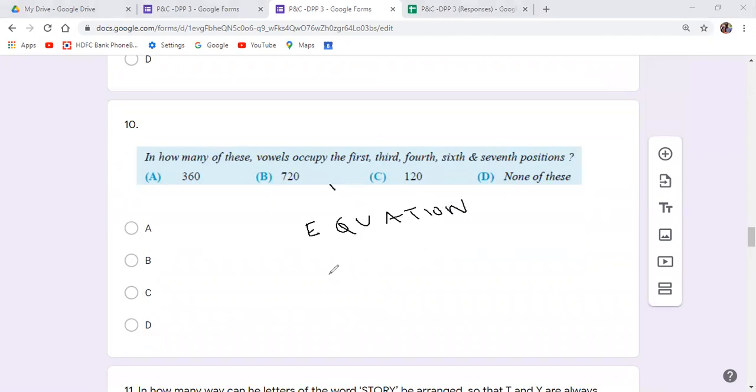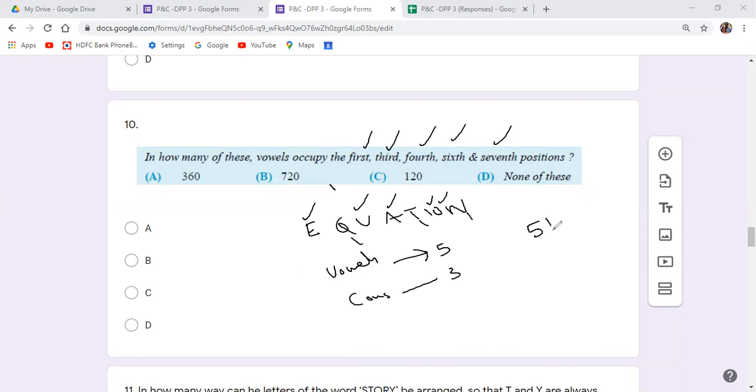How many vowels are there? 1, 2, 3, 4, 5. Five. And how many consonants are there? 1, 2, 3. The vowels should occupy how many positions? 1, 2, 3, 4, 5. So they can be arranged in 5 factorial ways. The remaining can be arranged in 3 factorial.